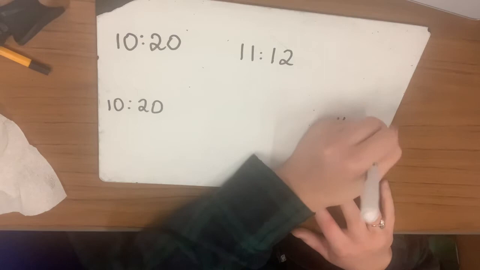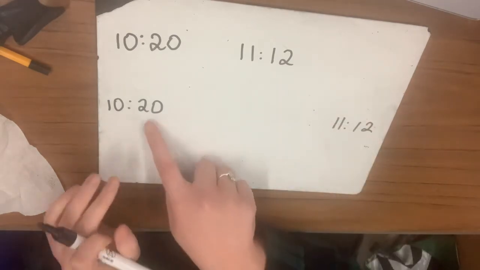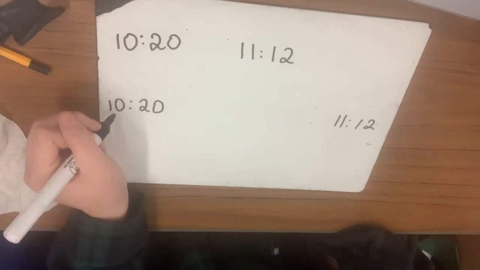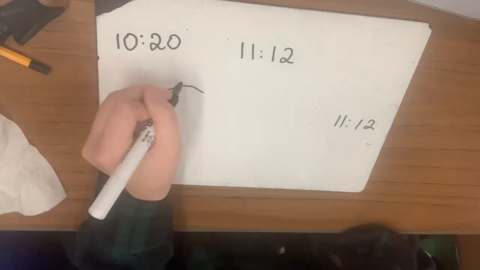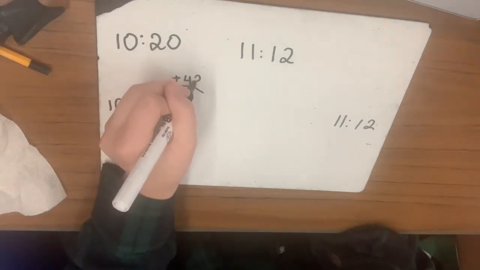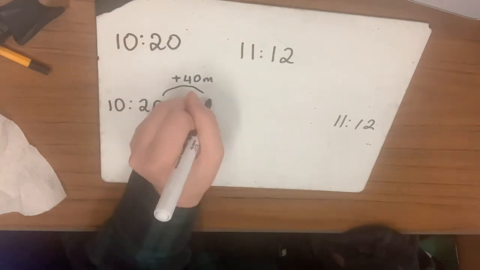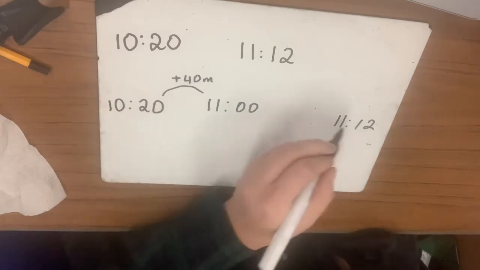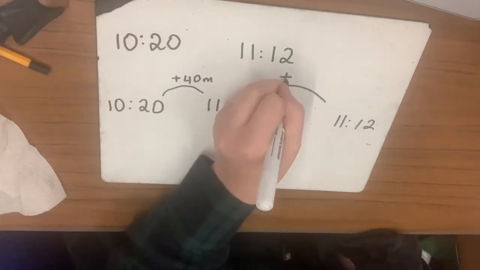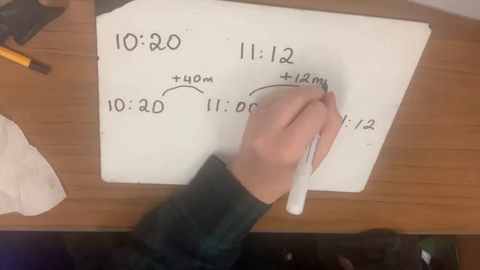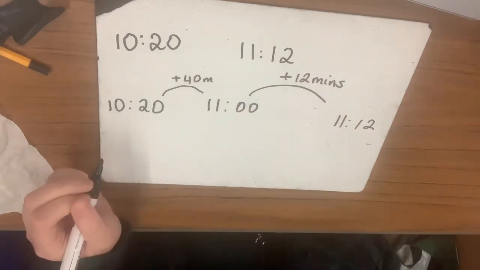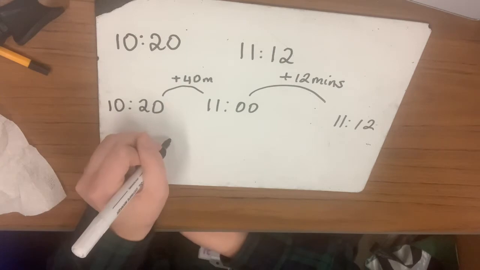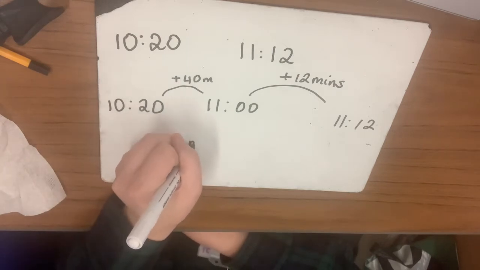Put in 1 at each end, and we need to get from this time to this time and find out how long that took. So I'm going to start off by adding on 40 minutes, because that will bring me up to 11. And then I need to add on 12 more. To find the total amount of time it took, you would just add your 2 jumps. So 40 plus 12 would be 52 minutes.